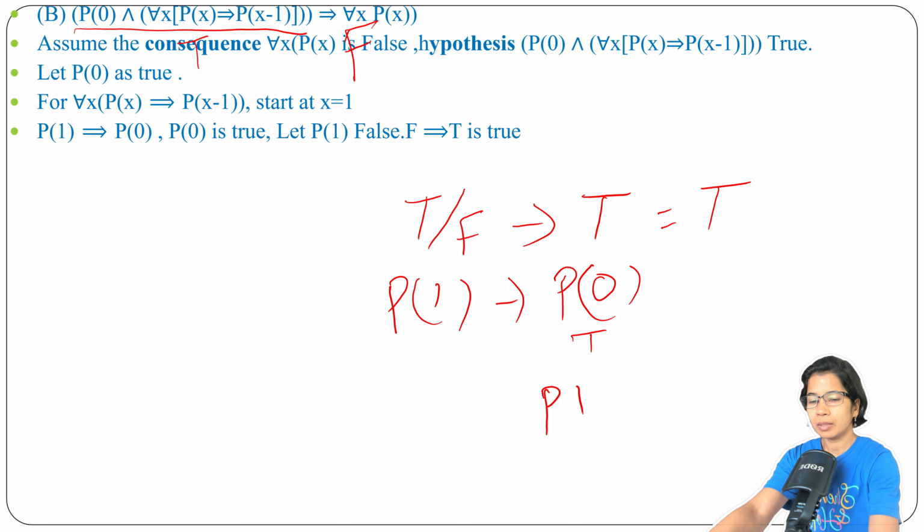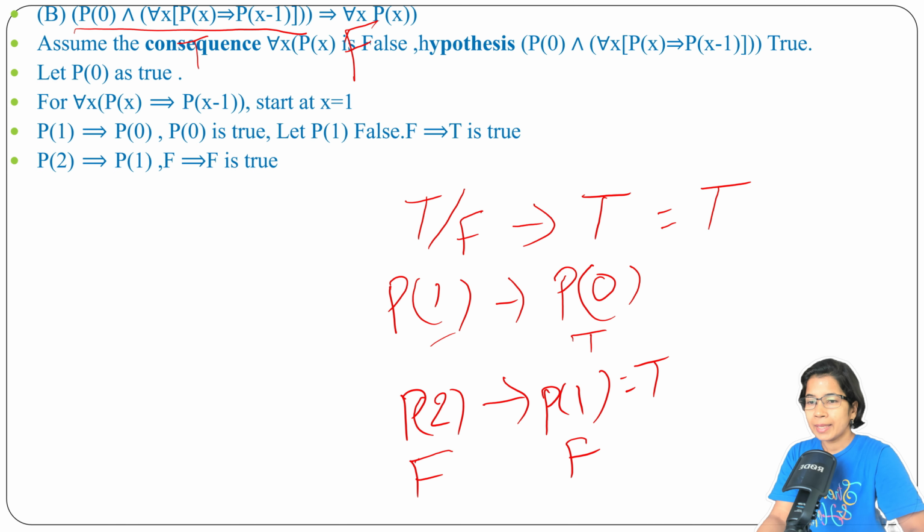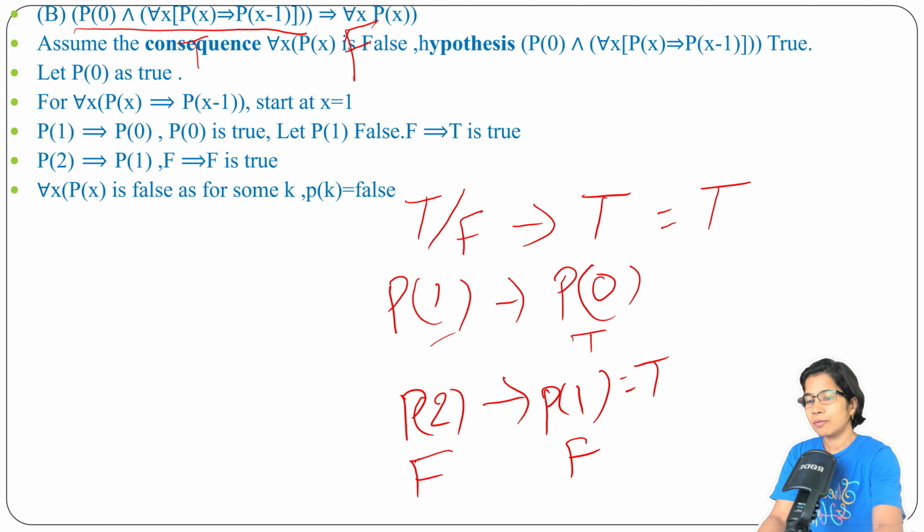Let's take P(1) and P(2). If P(1) is false, P(2) may be false. So false implies false is true. Hence it is proved that for all x, P(x) is false, as some x values are false. For some k, P(k) is false. So for all x, P(x) is false.